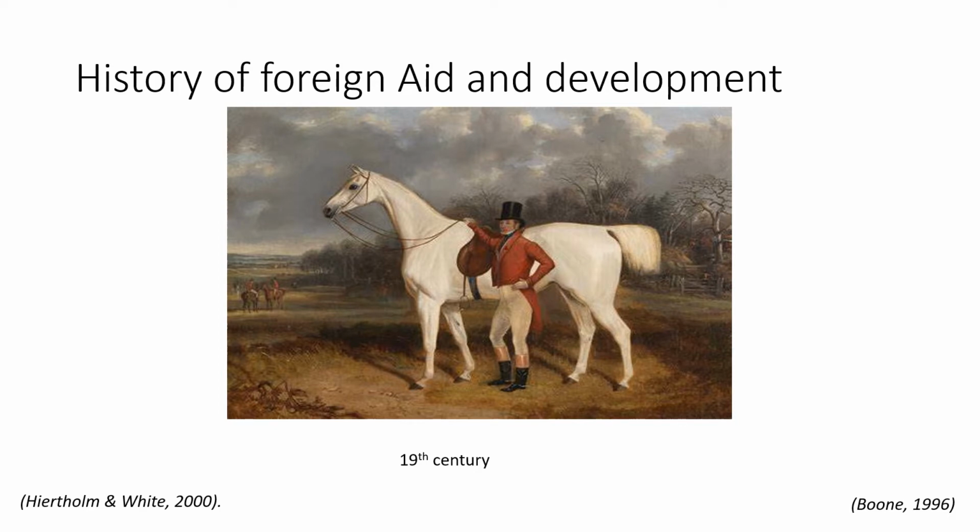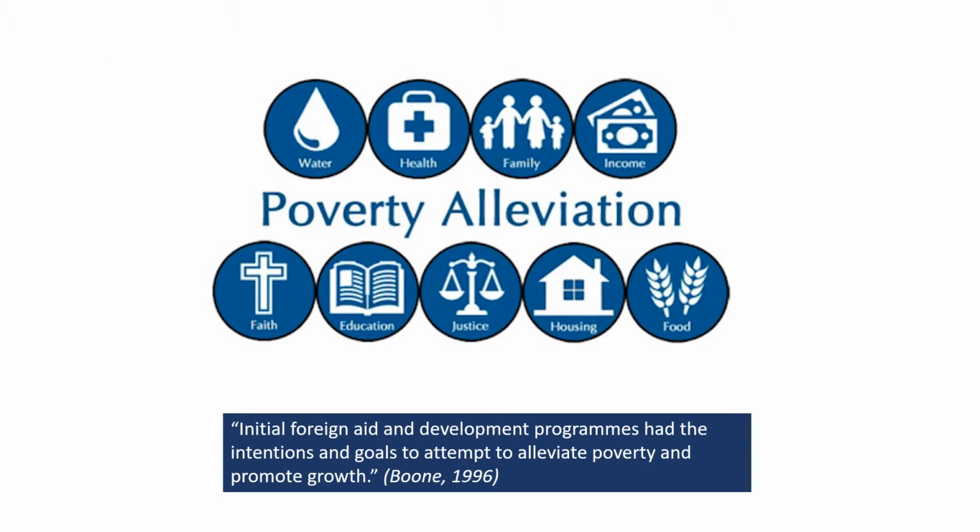The history of foreign aid and development can be traced back to the 19th century, as Home and White 2000 explain. In the 19th century, it became apparent that the vast amount of poverty throughout continents and countries highlighted the potential for these countries to be developed was huge. Boone, 1996, describes how the initial foreign aid and development programs had the intentions and goals to attempt to alleviate poverty and to promote growth.